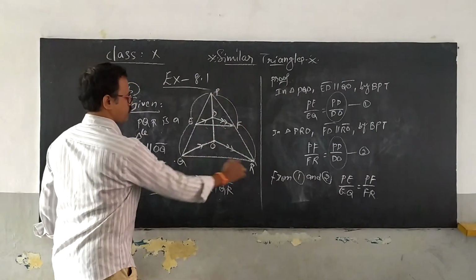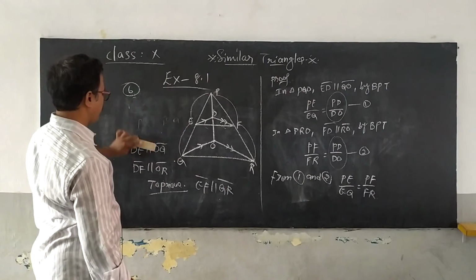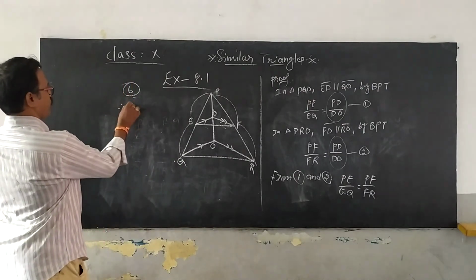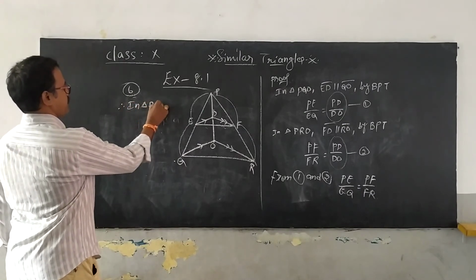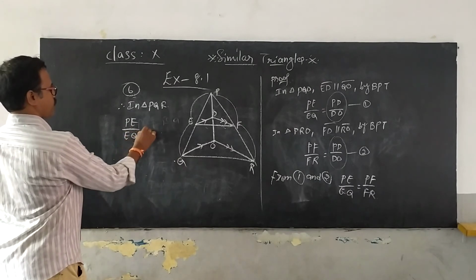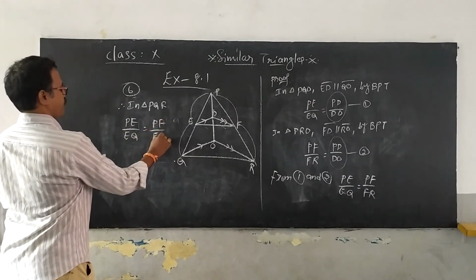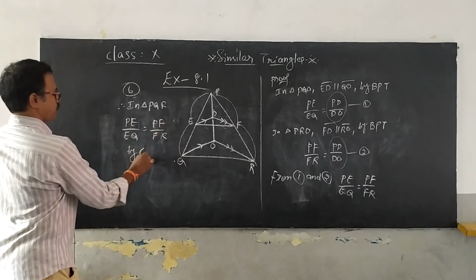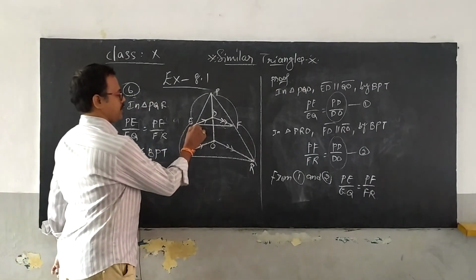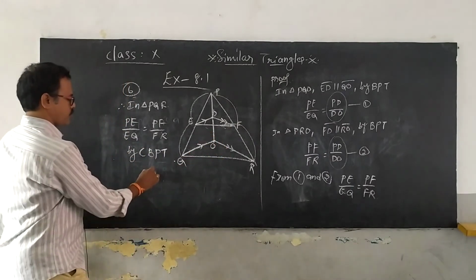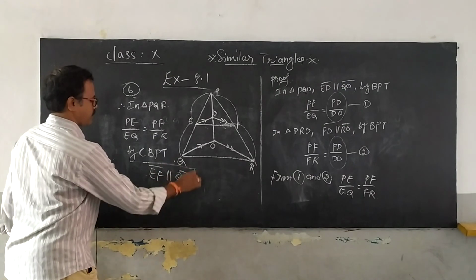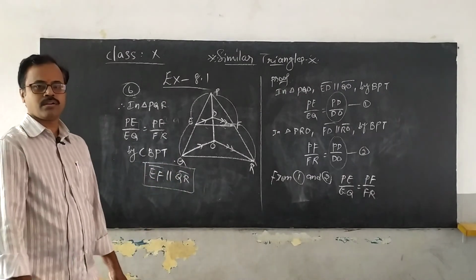That means we are talking about the whole triangle. Therefore, in triangle PQR, PE by EQ is equal to PF by FR, by the converse of BPT. By the converse of BPT you can say that this line EF is parallel to QR. EF line segment parallel to QR. Okay, this completes your proof.